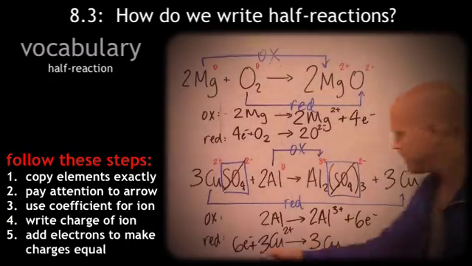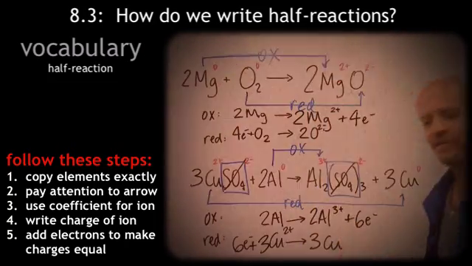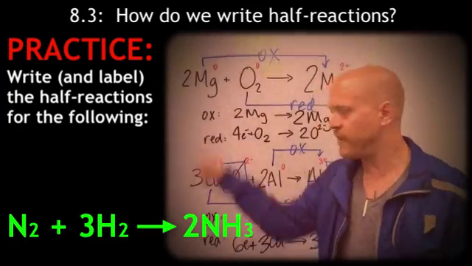Oxidation, electrons on the right. Reduction, electrons on the left. They are both equal. Don't forget your practice problems.